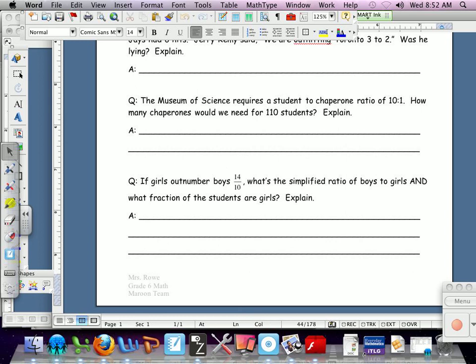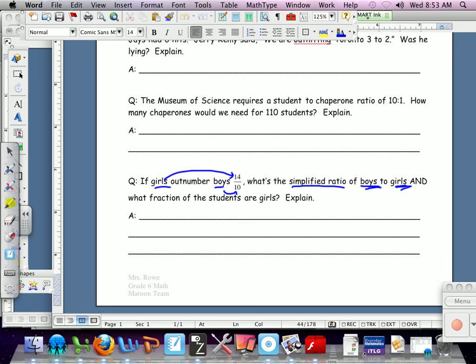So if girls outnumber boys 14 to 10, what's the simplified ratio of boys to girls? So let's go with the first part first. Boys to girls. So they switched the order. The original ratio was girls to boys. Girls was the 14, boys was the 10. But now it says what's the simplified ratio of boys to girls. So what would it be? 5 to 7.